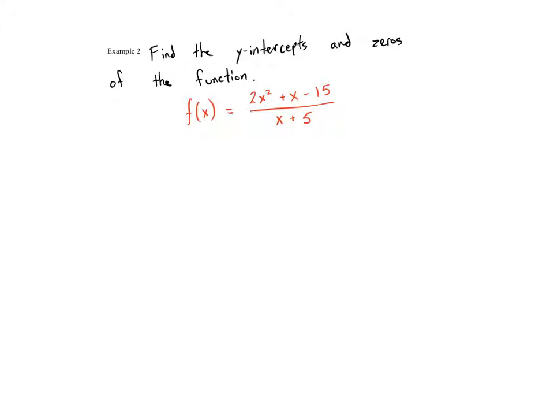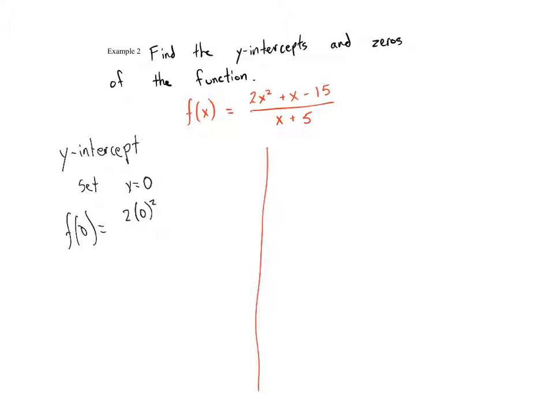All right, example 2. Find the y-intercepts and the zeros of the function. So 2 parts. Y-intercept, set x equals 0. F of 0 equals, well, wherever x is, you put a 0. Hey, a lot like the last problem. I think it's going to be the same number. Coincidence, just a coincidence.